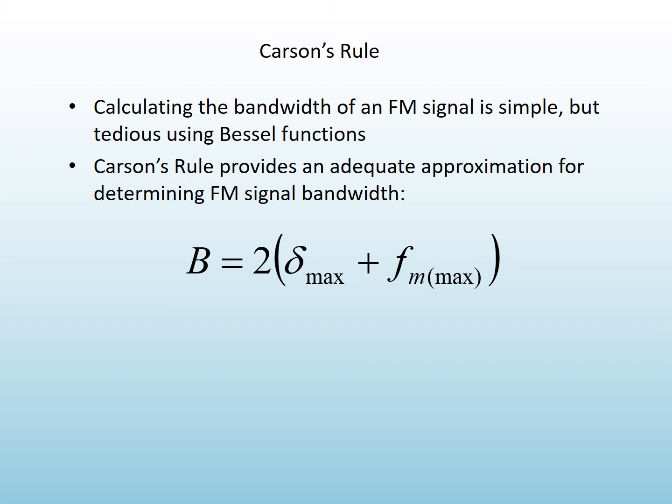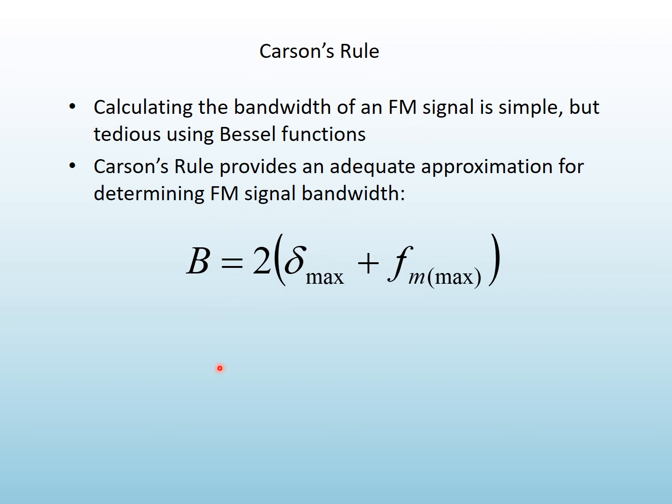Carson's rule. Calculating the bandwidth of the FM signal is simple but tedious using Bessel's function. So the alternate method is Carson's rule, provided there is an adequate approximation for determining the FM bandwidth. You have to know the maximum deviation value and the maximum modulating signal frequency. Twice the sum of these two values will give you the bandwidth of the FM signal, calculated by means of Carson's rule.